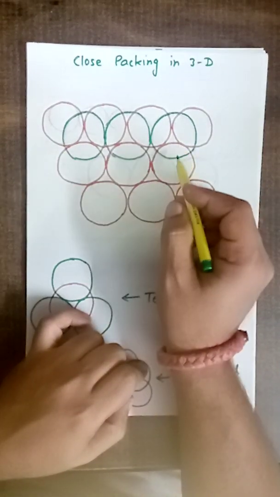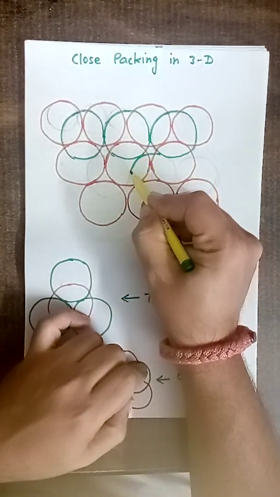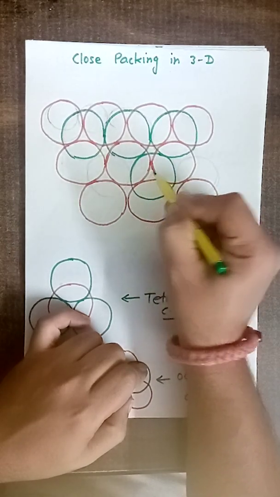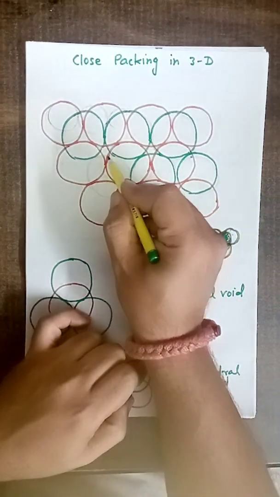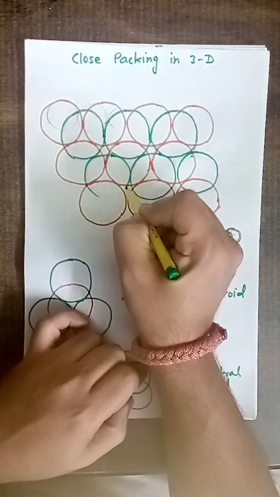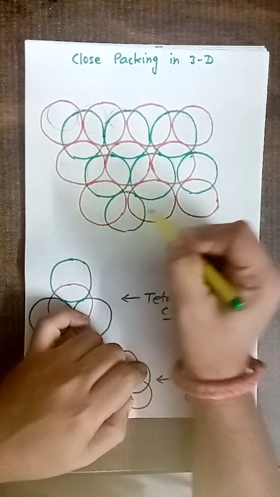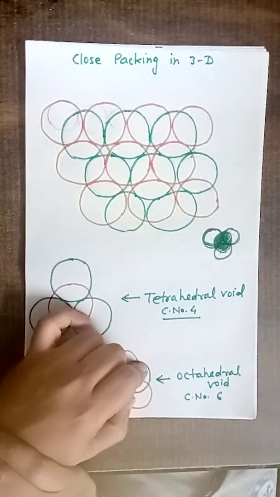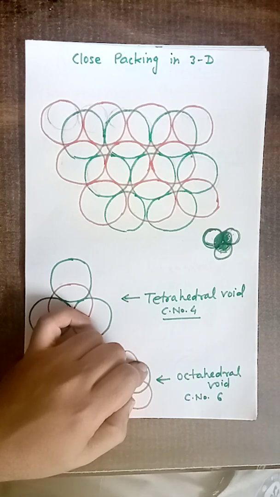Similarly, now I am going to draw the second row of the second layer. Once again, you can see the position of this particle. This occupies a triangular void. Here it occupies this void, and in this way the second layer will be constructed. And if you have a close look here, you can see the green particles also have a hexagonal two-dimensional arrangement.